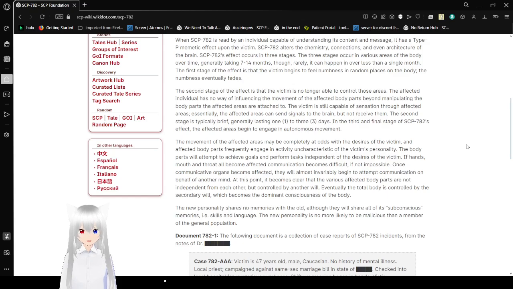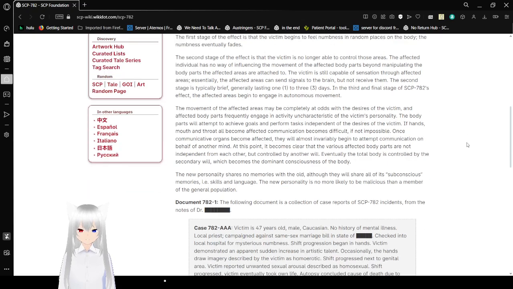The first stage of the effect is that the victims begin to feel numbness in random places on the body. The numbness eventually fades. The second stage of the effect is that the victim is no longer able to control those areas. The affected individual has no way of influencing the movement of the affected body parts beyond manipulating the body parts the affected areas are attached to. The victim is still capable of sensation through affected areas, essentially the affected areas send signals to the brain but do not receive them. The second stage is typically brief, generally lasting 1 to 3 days.